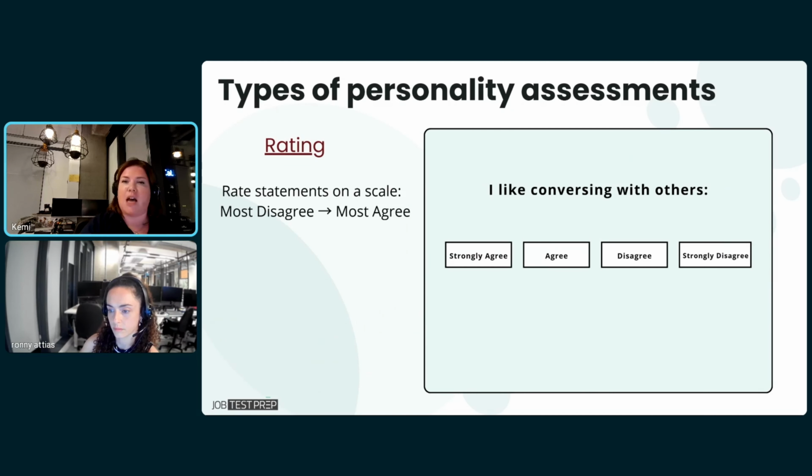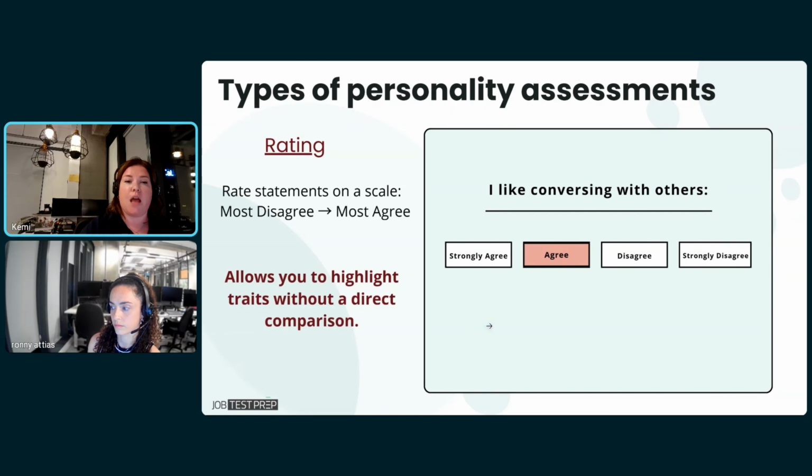Banking, most finance companies will see that as quite an important scale. So here I would also choose somewhere along agree or even strongly agree for this particular statement. This type of assessment allows you to highlight traits without a direct comparison, unlike the forced choice.